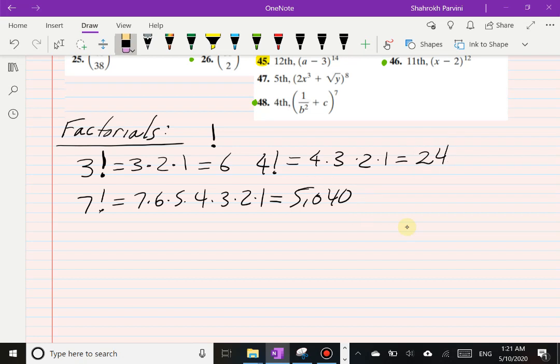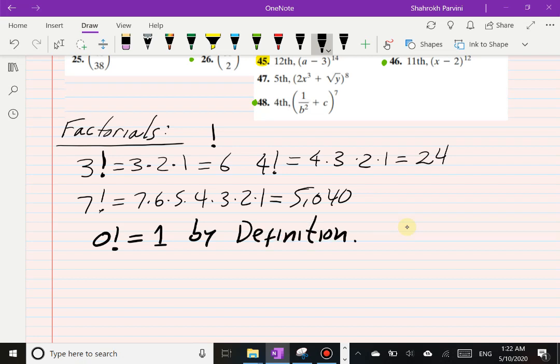So these factorials are actually functions, and they're quite elaborate, but we're just going to briefly mention them because we're going to use them in the binomial theorem in this section. Now, with factorials, 0 factorial is equal to 1 by definition. And we'll again look at these on the calculators in just a moment.